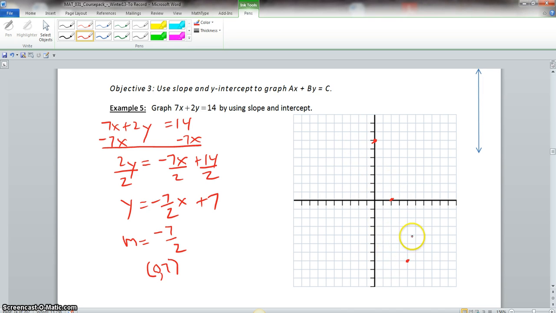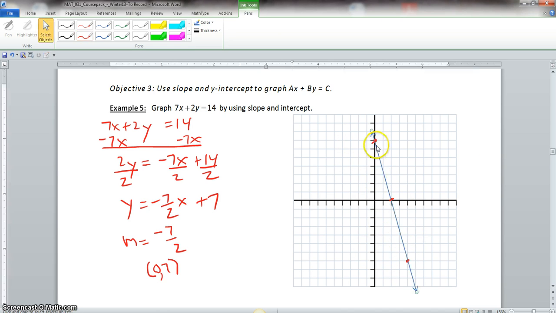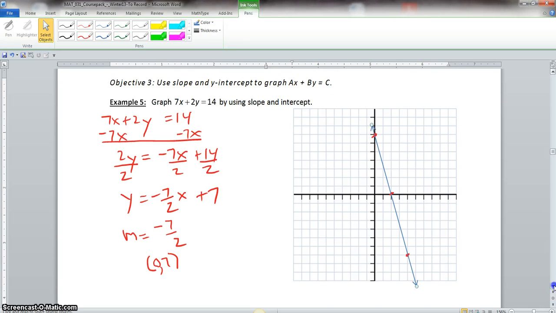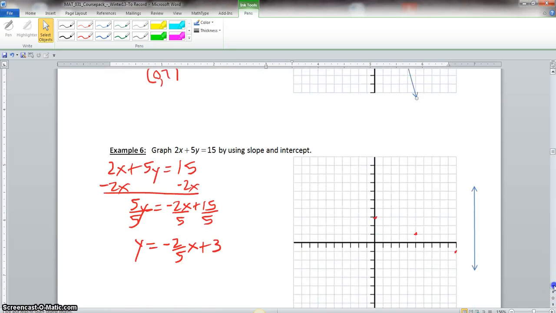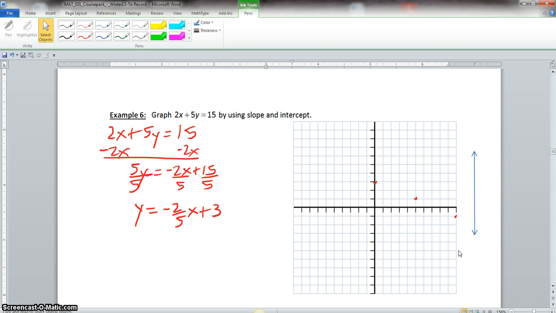Now we need to graph this. This is probably as good of a line as I'm going to get, but just as a reminder, you all can use a straight edge. Now we go down here to example 6. I will do the same thing here.